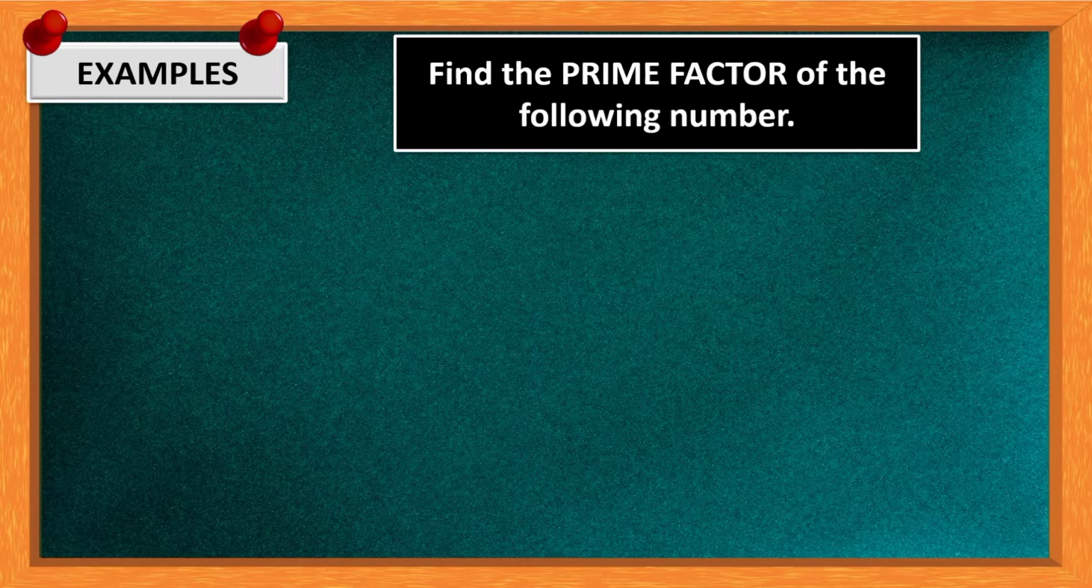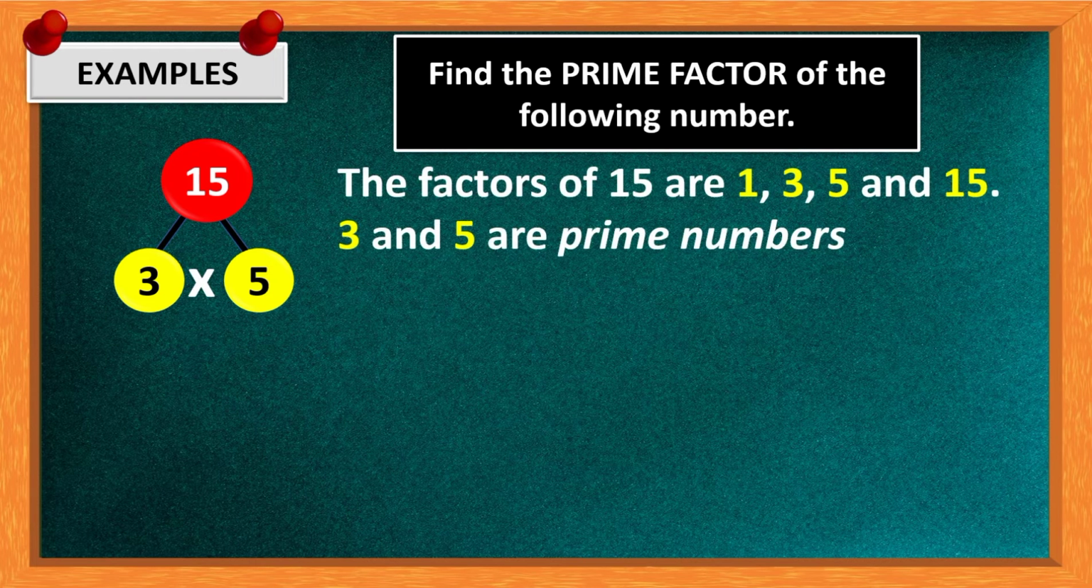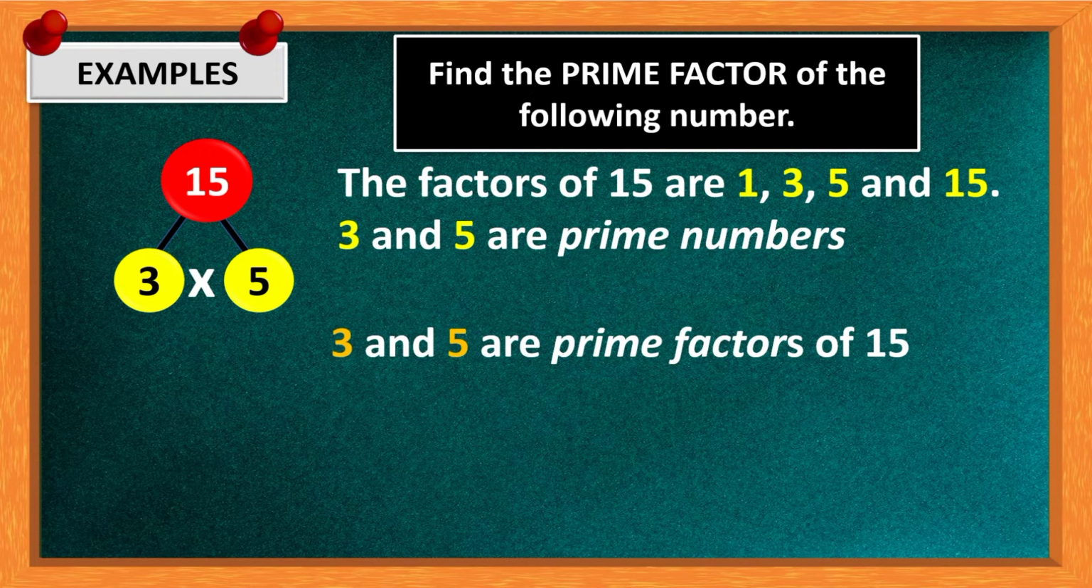Let's have another example. Let's find the prime factors of 15. As I said earlier, to find the prime factors of a number, let's start with the smallest prime number. In this case, 15 can be factored by the smallest prime number, 3. To be exact, 15 can be factored by 3 and 5. Again, the factors of 15 are 1, 3, 5, and 15. But only 3 and 5 are prime. Thus, 3 and 5 are prime factors of 15.